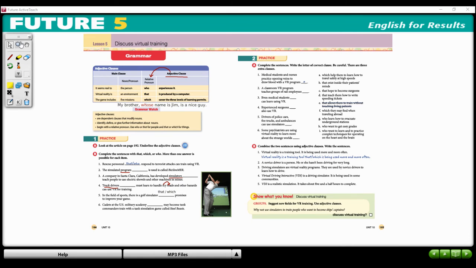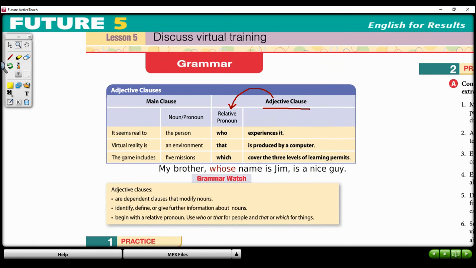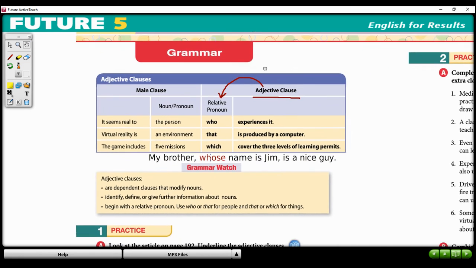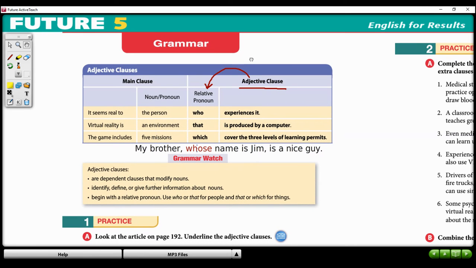Okay, so this is a quick review of Unit 10, Lesson 5, the grammar point, adjective clauses. Remember that adjective clauses are a group of words that function like an adjective, and an adjective always describes a noun. Adjective clauses are introduced by a word that is in a category that we call relative pronouns. And relative pronouns in this book are who and that, and they can be used for people.